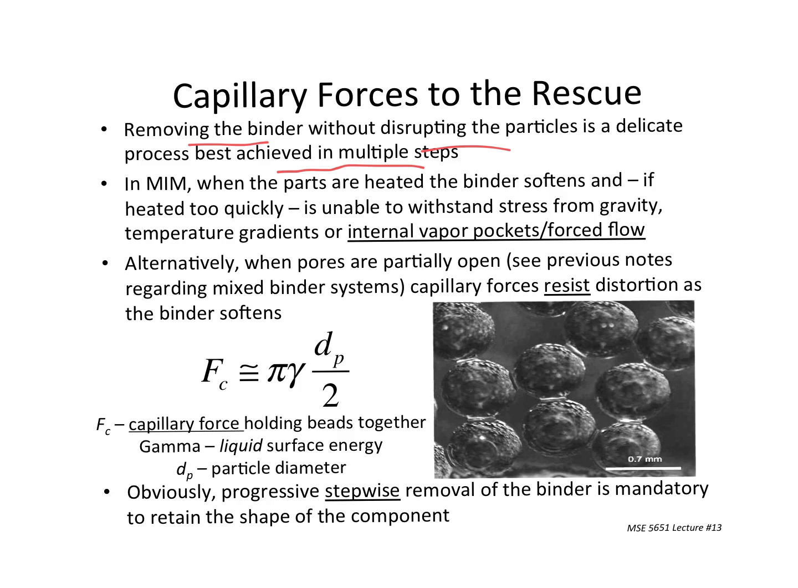And we're going to talk about some of those multiple steps. But in MIM, the parts are heated, the binder softens, and if heated too quickly, the part itself is unable to withstand the stress from gravity, temperature gradients, or internal pockets of force flow. And that's what you just saw, an example of force flow that was not being regulated.